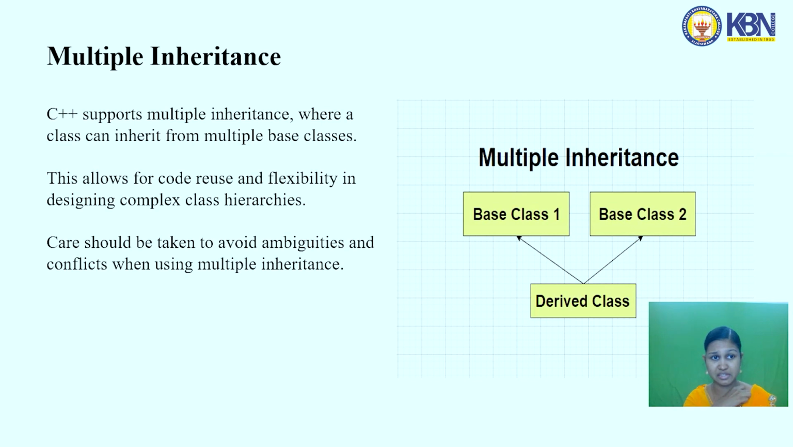Multiple inheritance. In multiple inheritance, a class can inherit from multiple base classes. What is its importance? It allows code reuse and flexibility, and helps design complex class hierarchies. With multiple inheritance, care should be taken to avoid errors, since it can lead to conflicts. Then you can use multiple inheritance. Let's see the pictorial representation: class 1 and class 2 are both combined into the derived class.